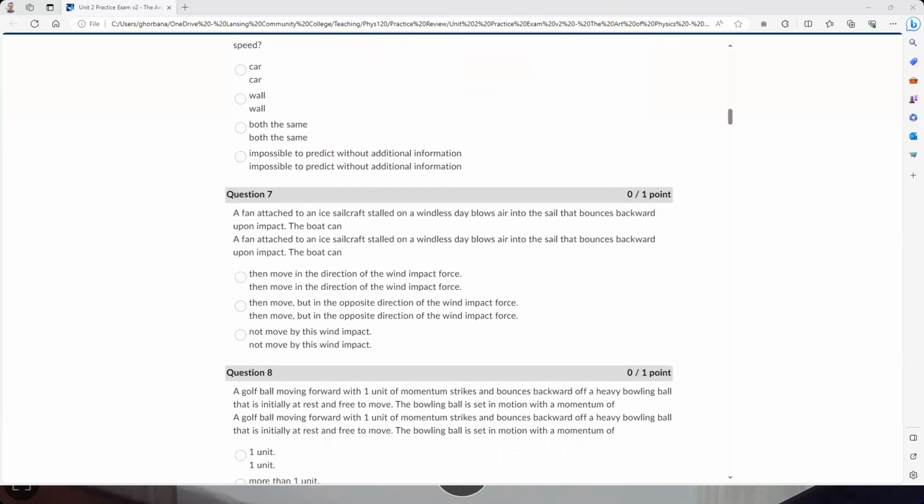Question number 7. An ice sailcraft stalled on a windless day, a fan blows air into the sail that bounces backward upon impact. The boat can move in the direction of the wind impact force, move in the opposite direction of the wind impact force, or not move by this impact. So which one is the right answer?